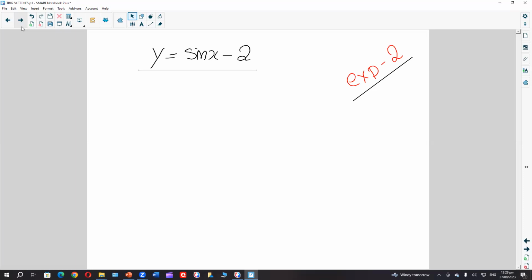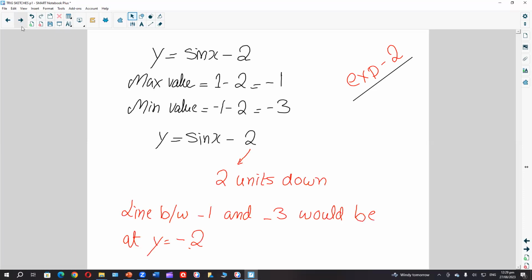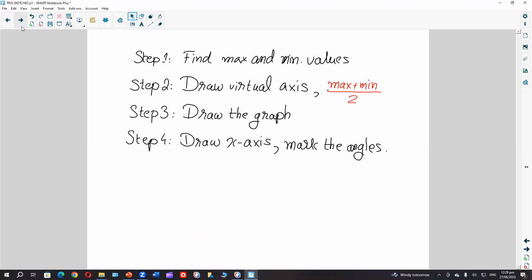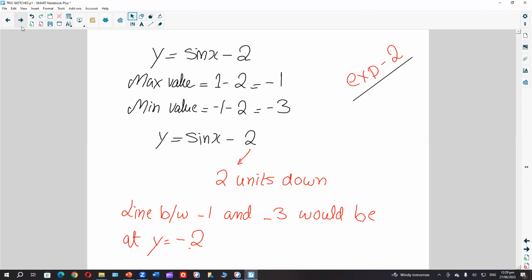y is equal to sine x minus 2. Maximum value is 1 minus 2, which is minus 1. Minimum value is minus 3. Sine x minus 2 actually means it is translated 2 units down. How do we find the virtual axis in our formula? Maximum plus minimum upon 2. So when you translate it, it's 2 units down. So y is equal to minus 2. It should be the virtual axis.